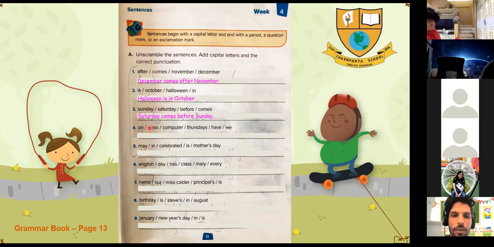On, class, computer, Thursday, have, we. How do we write the sentence in the right order? Take your time, think.